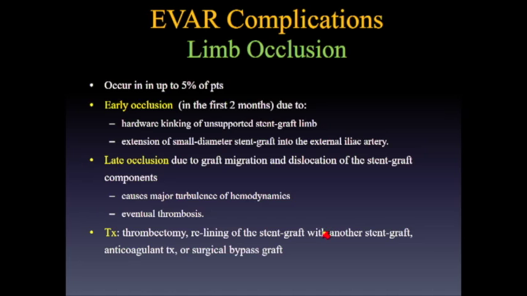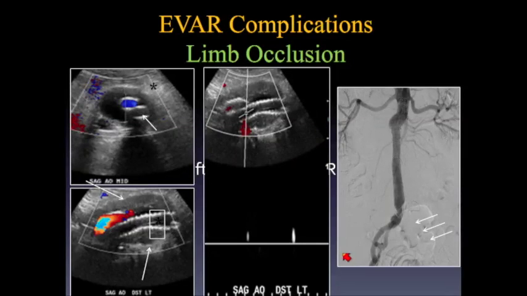Limb occlusion can also happen in patients with EVAR, and it happens in up to 5% of patients, and we divide it into early occlusion or late occlusion. Early occlusion happens usually in the first few months, and thrombectomy, relining of the stent graft with another stent graft, anticoagulation, or bypasses are the treatments of choice.